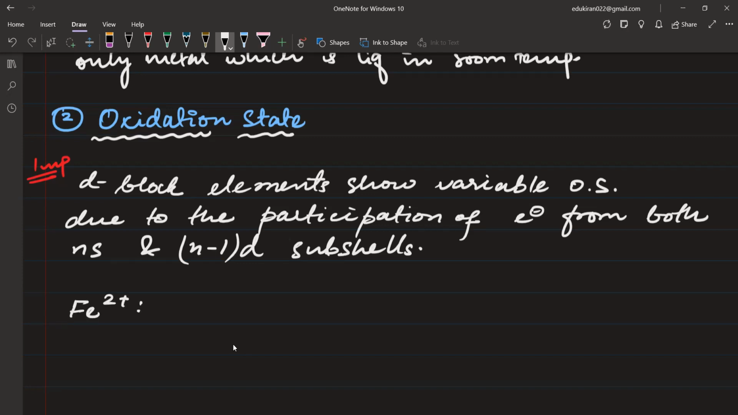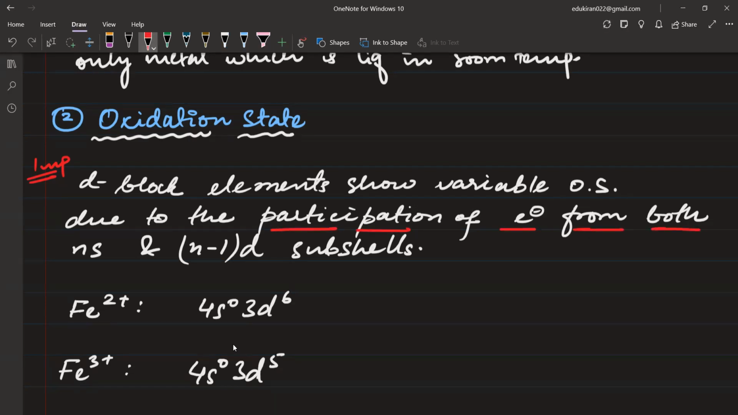In Fe2+, it will be having the outermost electronic configuration as 4s0 and 3d6, right? But we can also have Fe3+, in which it will be having 4s0 and 3d5. Removal of 2 electrons is easy, but Fe3+ is having 3d5, which is stable. That is why it can have multiple and variable oxidation states. This is very important, due to the participation of electrons from both ns and (n-1)d subshells.